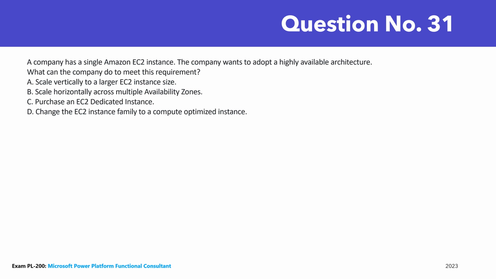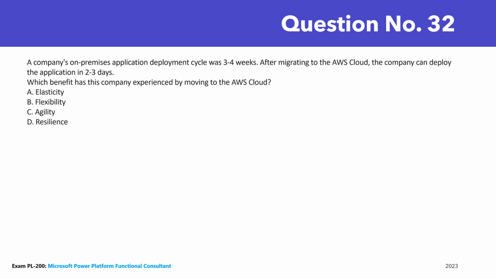A company has a single Amazon EC2 instance. The company wants to adopt a highly available architecture. What can the company do to meet this requirement? A. Scale vertically to a larger EC2 instance size. B. Scale horizontally across multiple availability zones. C. Purchase an EC2 dedicated instance. D. Change the EC2 instance family to a compute optimized instance. Correct answer, B.